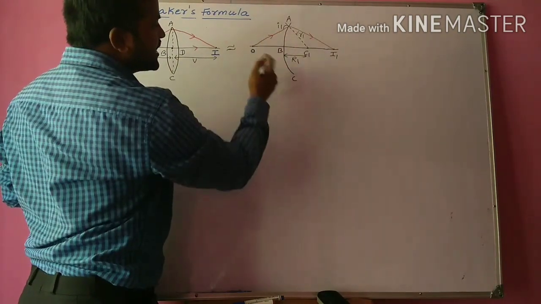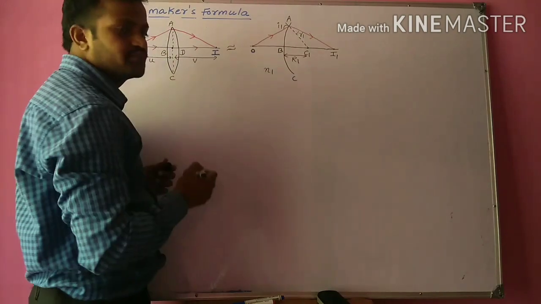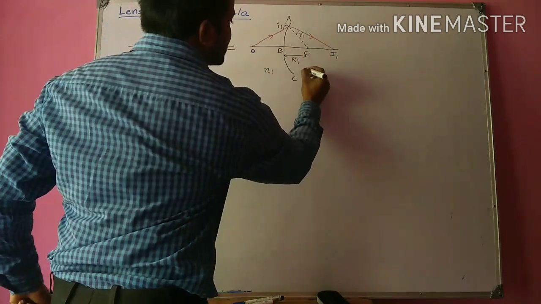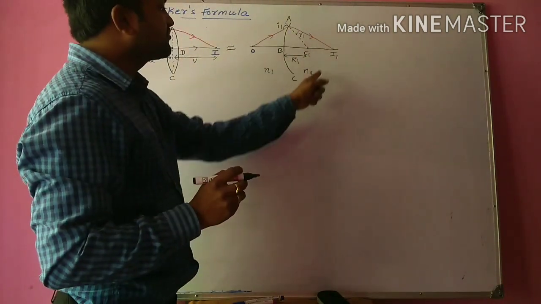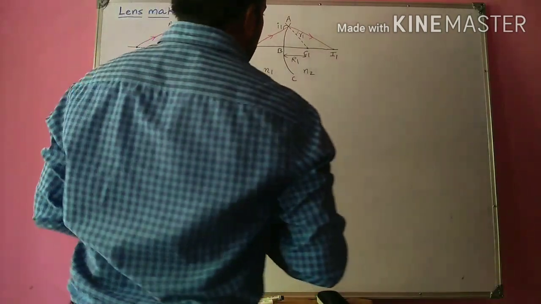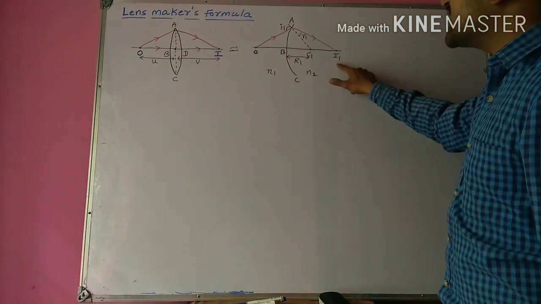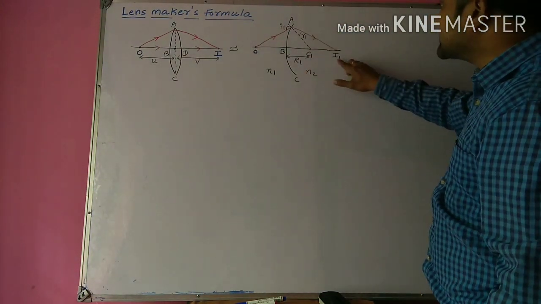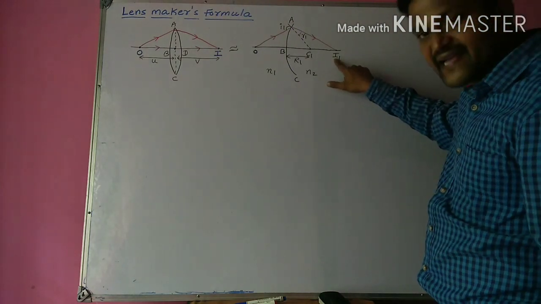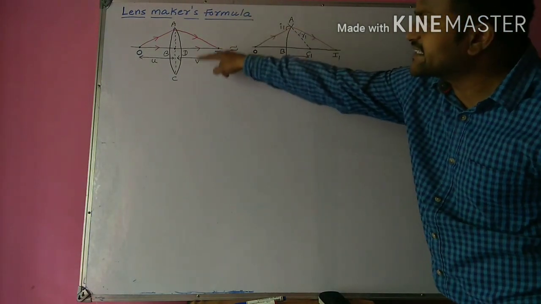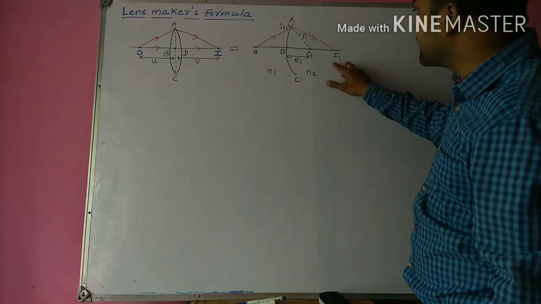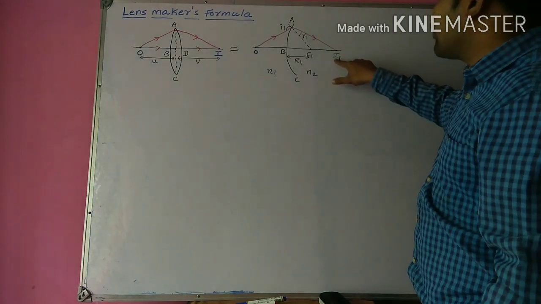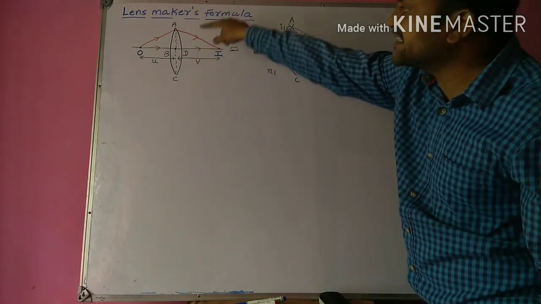The next thing to consider is that the refractive index of the rarer medium here is N1. And this is the lens medium, everything inside the lens, whose refractive index is N2. The image formed due to the ABC surface, that is I1, acts as a virtual object for the second surface, the ADC surface.